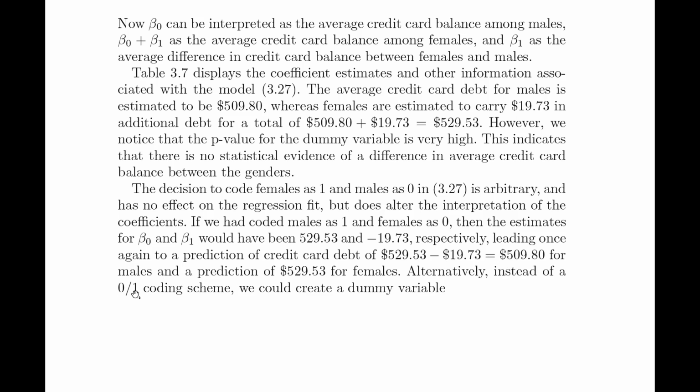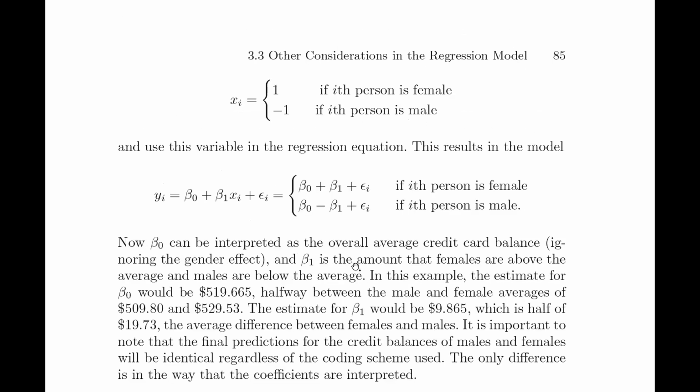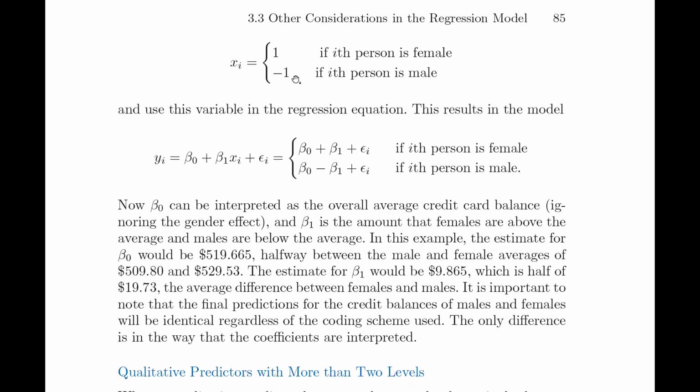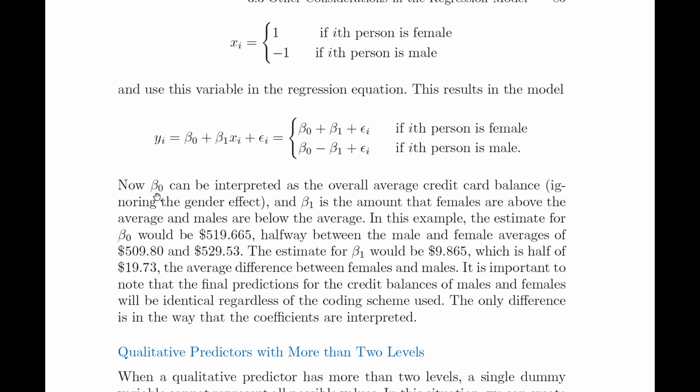Alternatively, instead of a 0-1 coding scheme, we could create a dummy variable, 1 and negative 1. In this case, for the women, you would get this expression. For the males, you would get this expression. And what do we need to do this time around to interpret? If you subtract these two, the beta naughts zeroize, and you get 2 beta 1, although that doesn't seem to be very important.